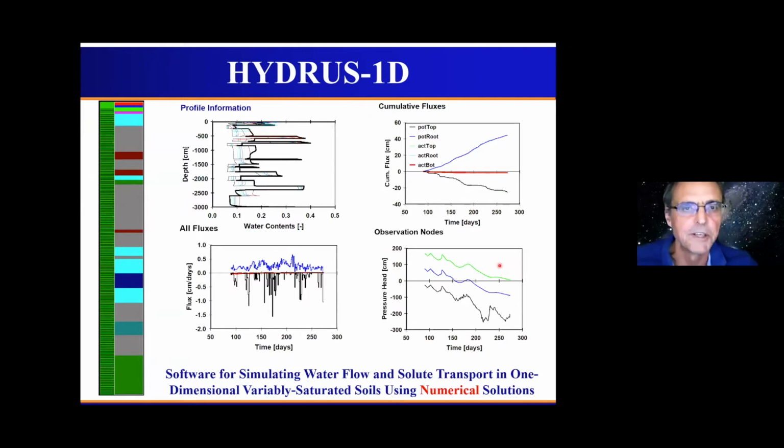One is the public domain code, which is called HYDRUS 1D, and that simulates only flow in one dimension, so usually vertical. And as you can see here, the soil profile can be homogeneous, or it can be quite heterogeneous. And then typical outputs are water contents with depth, pressure and concentration with depth, different fluxes, cumulative actual fluxes, time series of different variables at certain depths with time, such as pressure, water contents, etc.